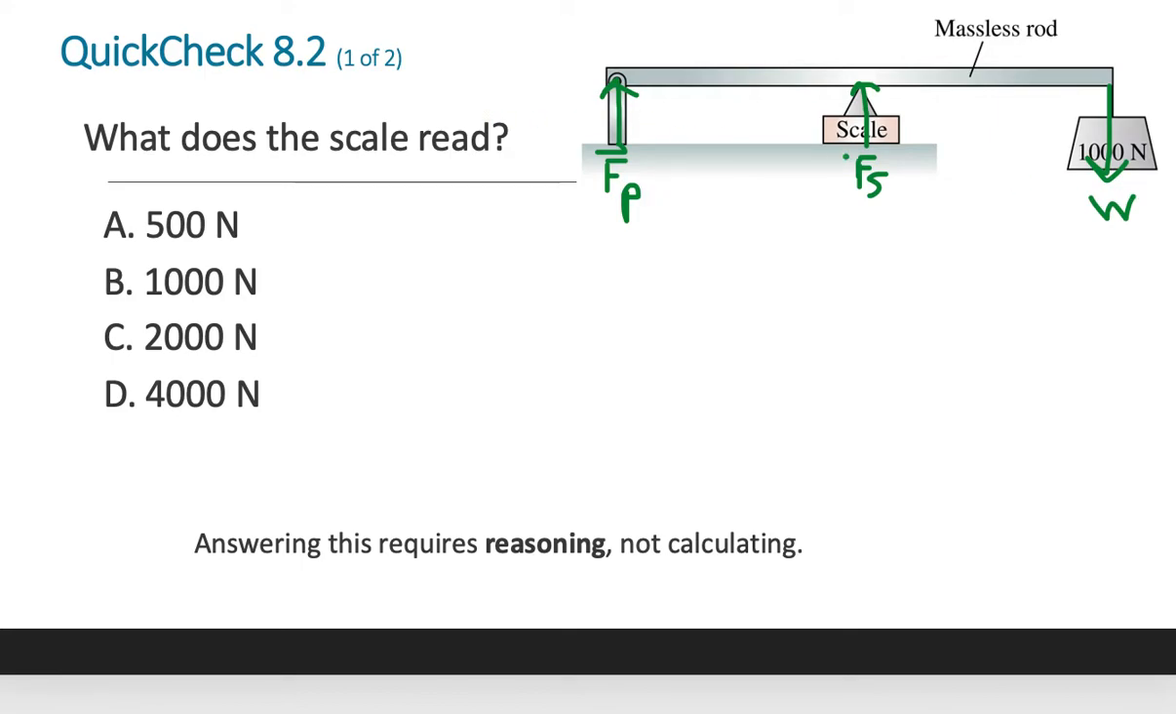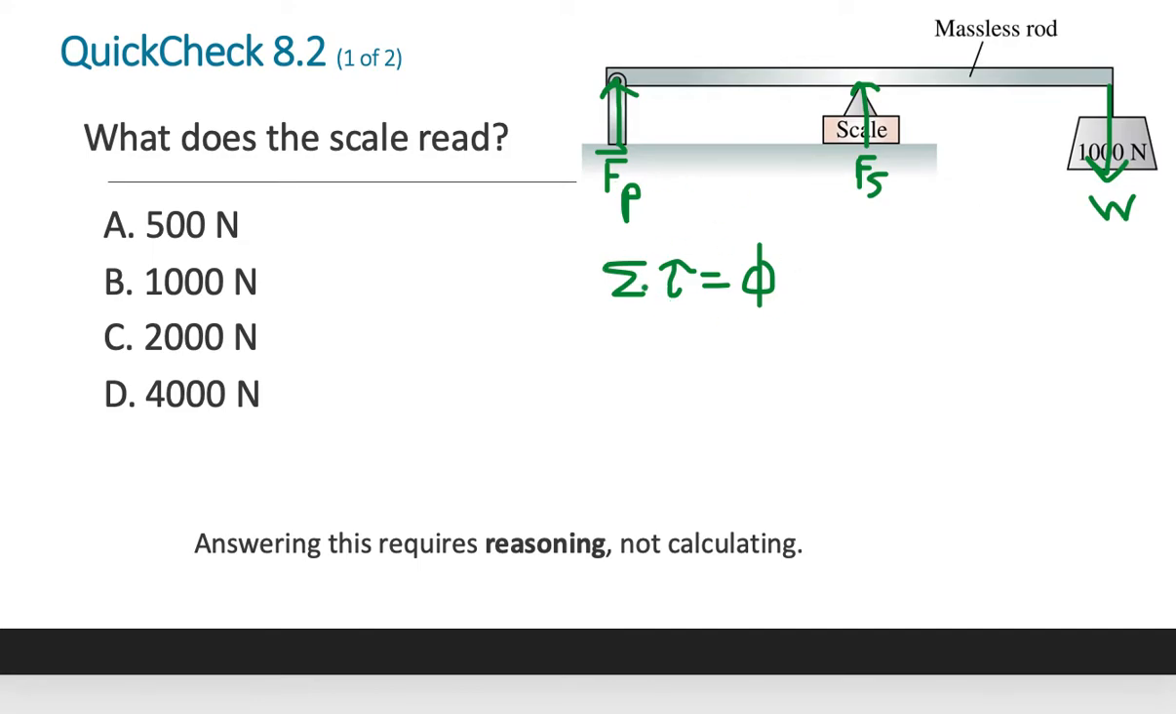Sum of the forces must be equal to 0, and sum of the torques must be equal to 0. Let's look at why. If we look at sum of the forces equal to 0, we've got the force of the pivot going up, force of the scale going up, and weight going down. We don't know the scale and we don't know the pivot. All we know is the weight. So we don't really know a whole lot.